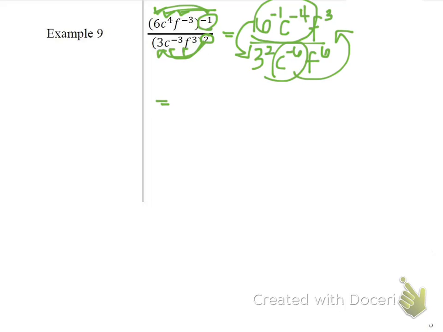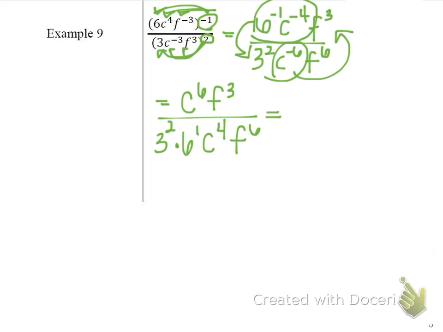So this gives me on top, c to the 6th, f to the 3rd, over 3 squared times 6 to the 1st, c to the 4th, and then f to the 6th stayed the same. Now you're not done because you can only have one of each base in any given place, so we need to actually simplify a little bit more.